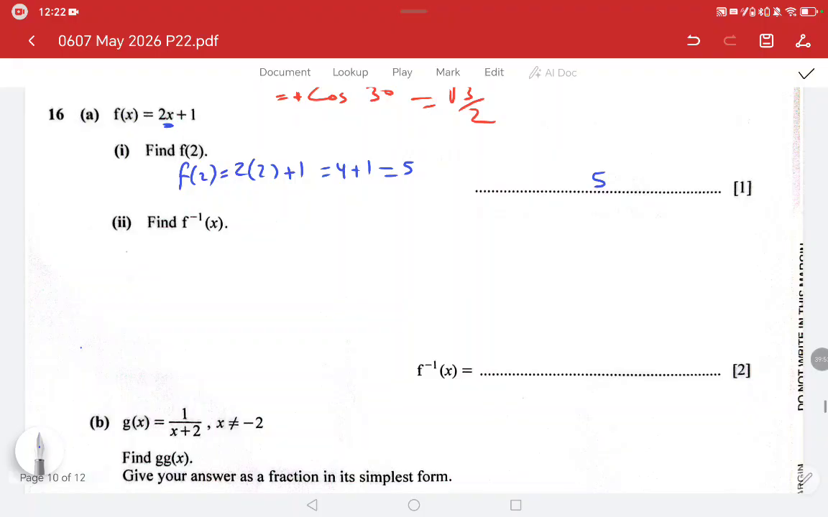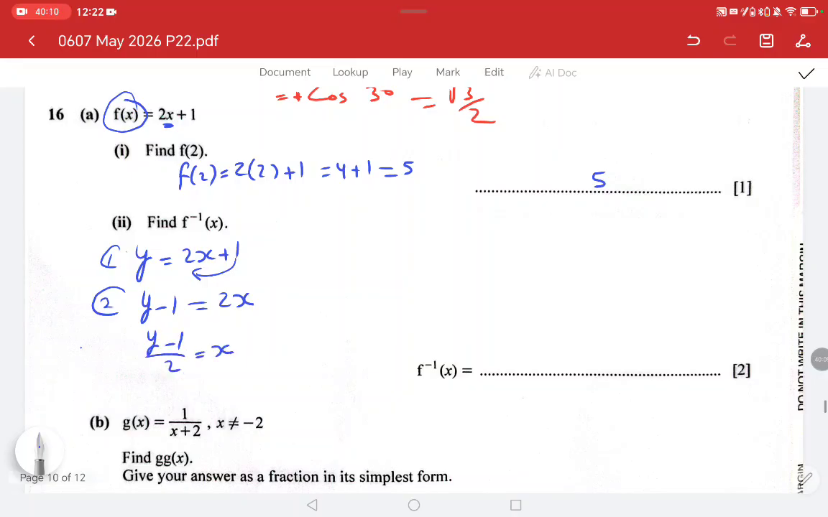Next one, the inverse function. If you find the inverse function, first consider this one is y, so y equals 2x plus 1. Step number 2, make x the subject, so y minus 1 equals 2x, and so (y minus 1) over 2 equals x. Now the third step, swap them, so y equals (x minus 1) over 2. So the inverse function is (x minus 1) over 2.